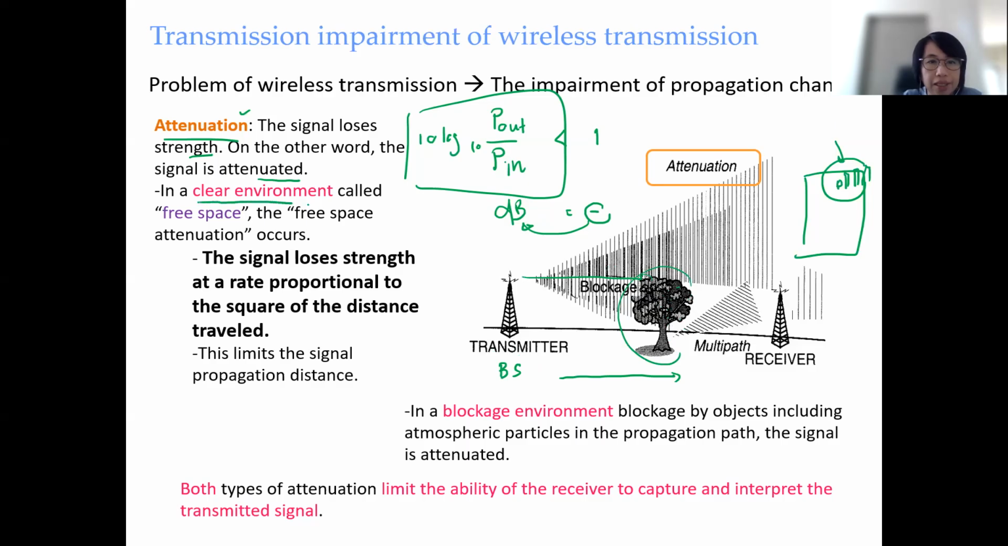What I mean by clear is that in terms of radio or wireless propagation, a clear environment, or what we call free space, means the environment where the transmitter and the receiver can see each other without obstacles. There is no obstacle between them. It's like you and the base station have a direct line of sight, a direct path without any obstacle in between. In this environment, we call it free space.